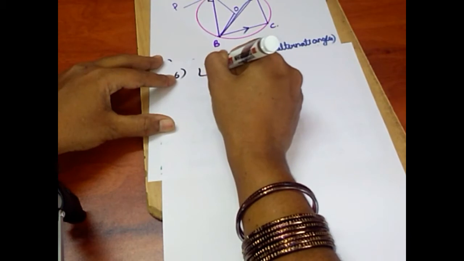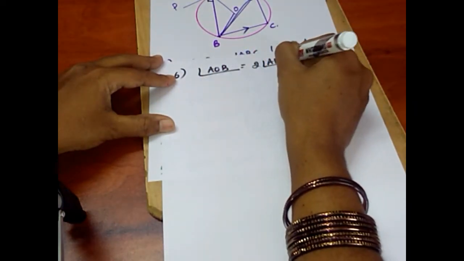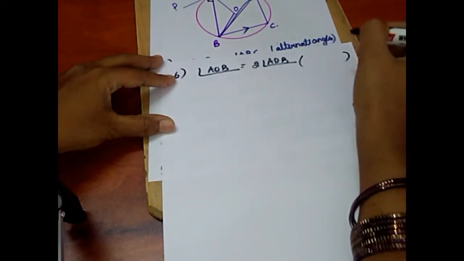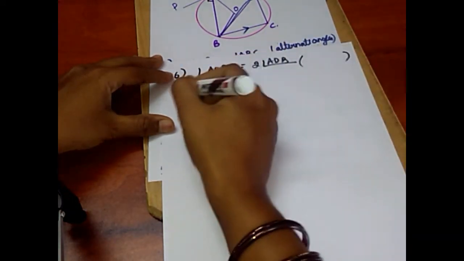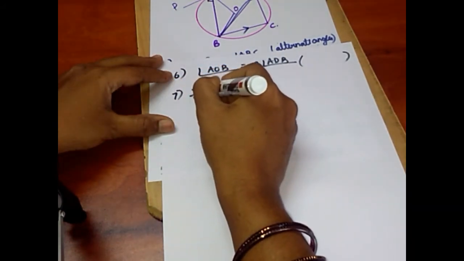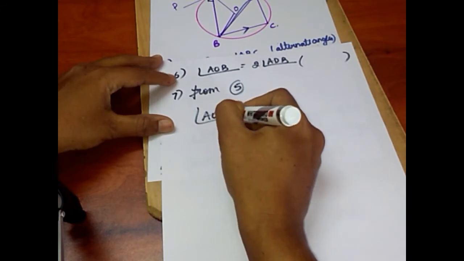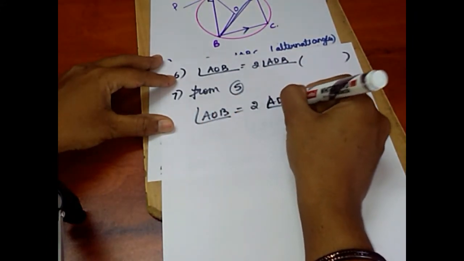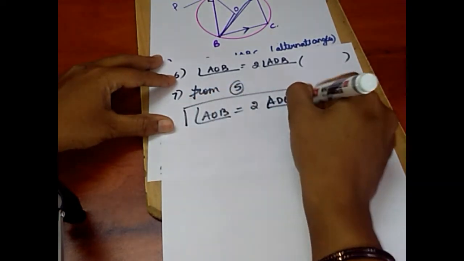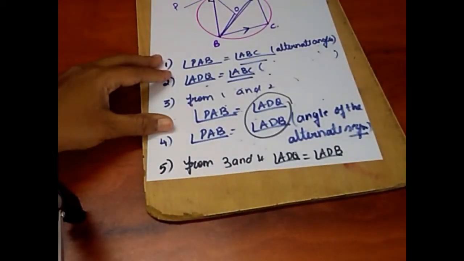Say that angle AOB is twice the angle ADB. Write the reason: angle at the center is twice the angle at the circumference. From 5, angle AOB is equal to twice the angle ADQ. Hence, it is proved. And it is asked to prove the sub-question 3.